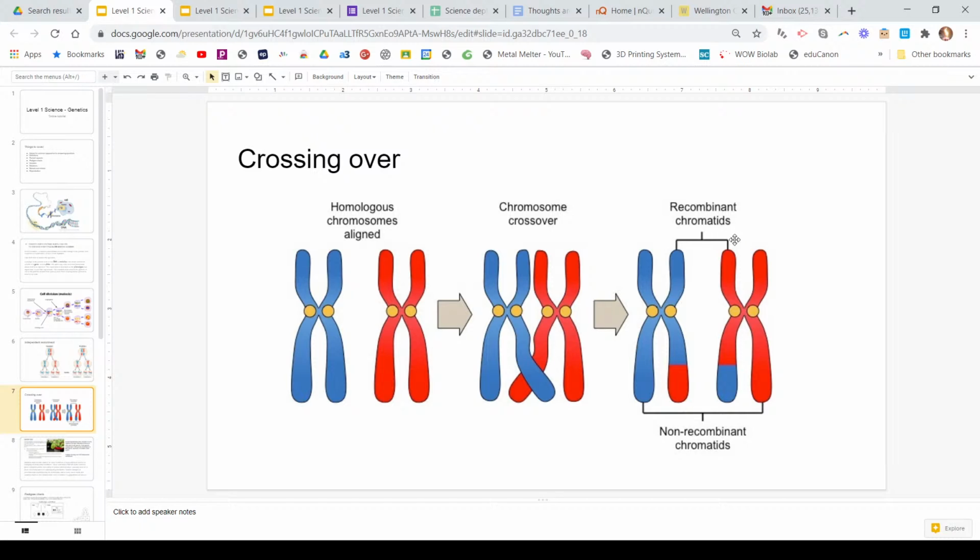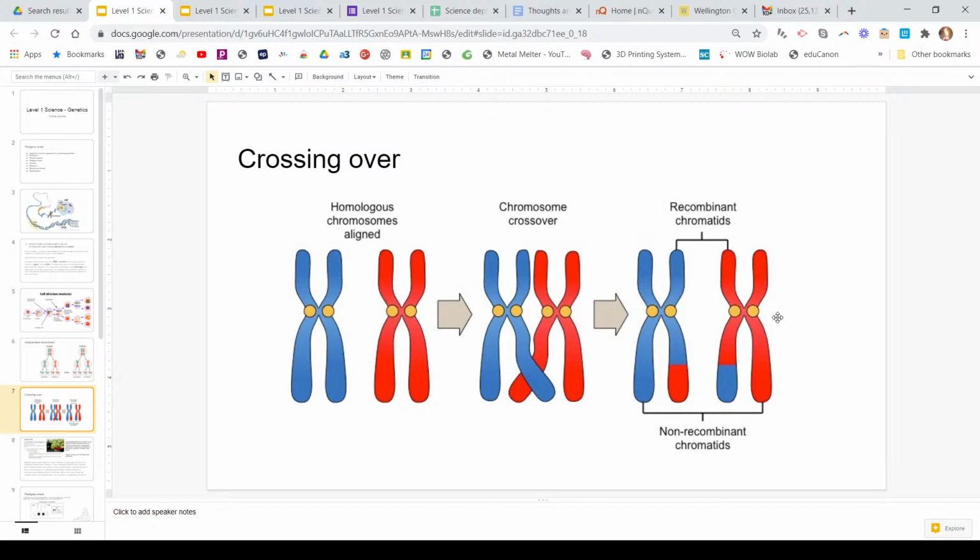The recombinant chromatid, if I follow it with my cursor here, we've got a little blue chromatid line coming down to here, and so it has recombined. The blue chromatid has recombined with some of the genetic information from the red chromatid. Whereas this chromatid over here on the left, if we follow that up, is just blue all the way, so it is a non-recombinant chromatid. It hasn't recombined through crossing over.